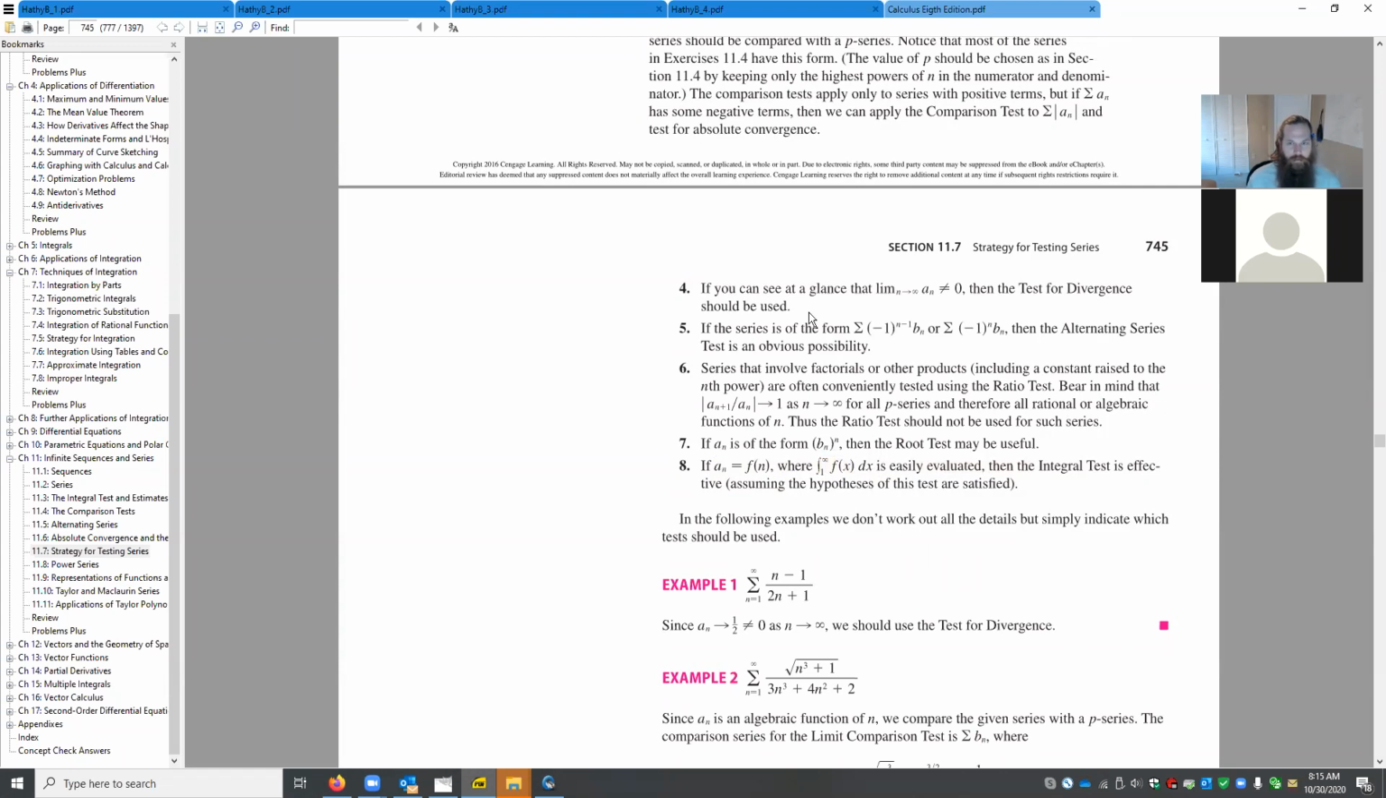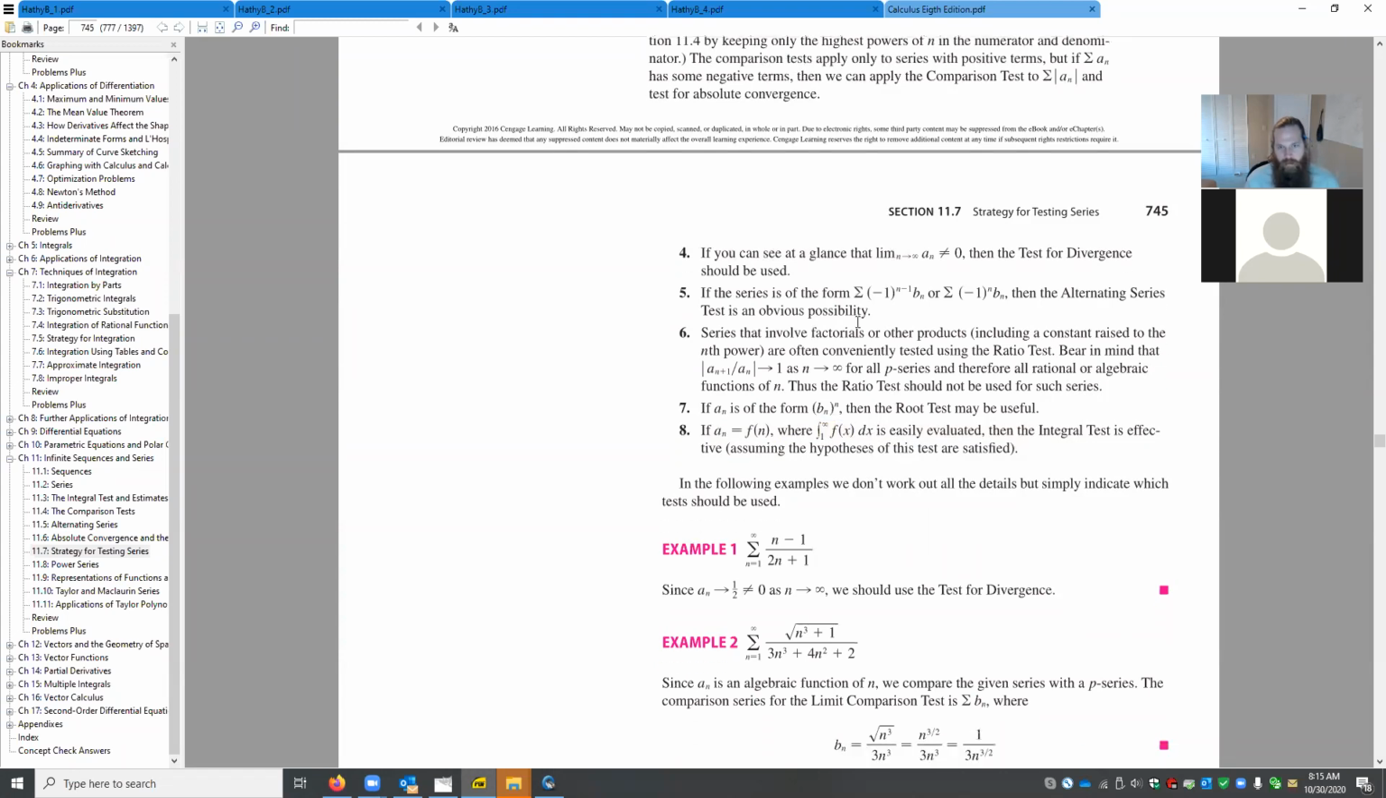So again, I recommend the tests be done in the order they're presented here. Of course, if one of these jumps out at you like, oh, this has factorials, go straight to the ratio test. But if you have absolutely no idea what to do, then I would run through them in the order presented here. So specifically thinking of the integral test as last and checking for p-series, geometric, telescoping, and comparisons first. All right.